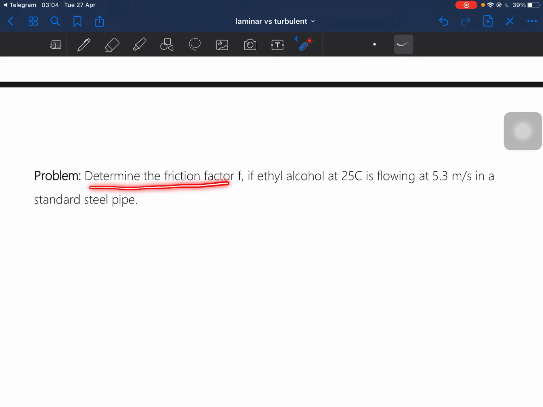So now we determine the friction factor F, as we did earlier, for ethyl alcohol. Ethyl alcohol is 25 here, so we're not going to use this. It's just another piece of useful information. Flowing at, it's the V, because sometimes you can see it as flowing at some rate or flowing at some velocity, so it depends on the unit here. It's very important. In a standard steel pipe.